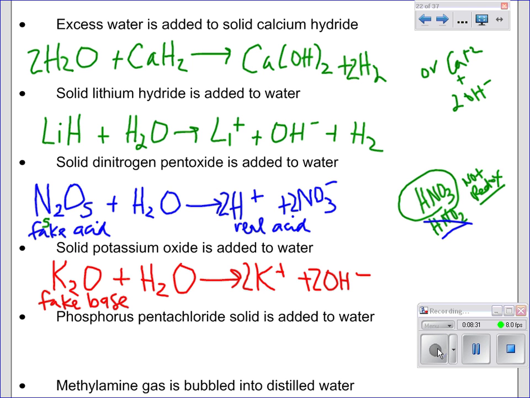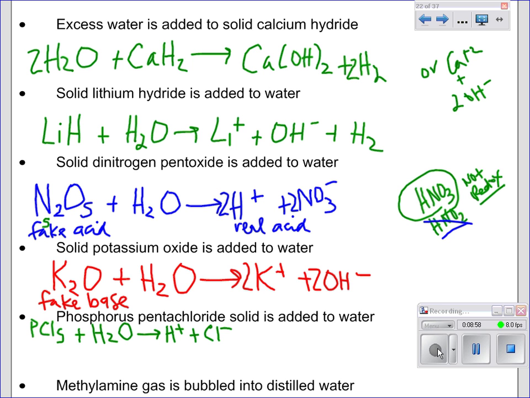Now, this one is the one that has a scary rule. But again, I don't want you all to freak. It's not hard. Phosphorus pentachloride, PCl5, is added to water. So the rule says we're going to make a hydrohalic acid. What hydrohalic acid do you think we're going to make? Hydrochloric acid. That's a strong acid. We're going to write it like that.